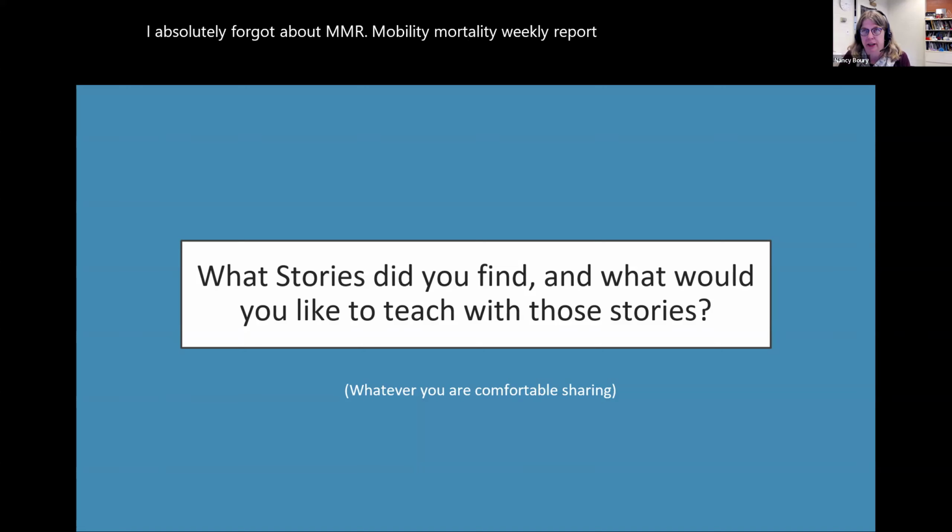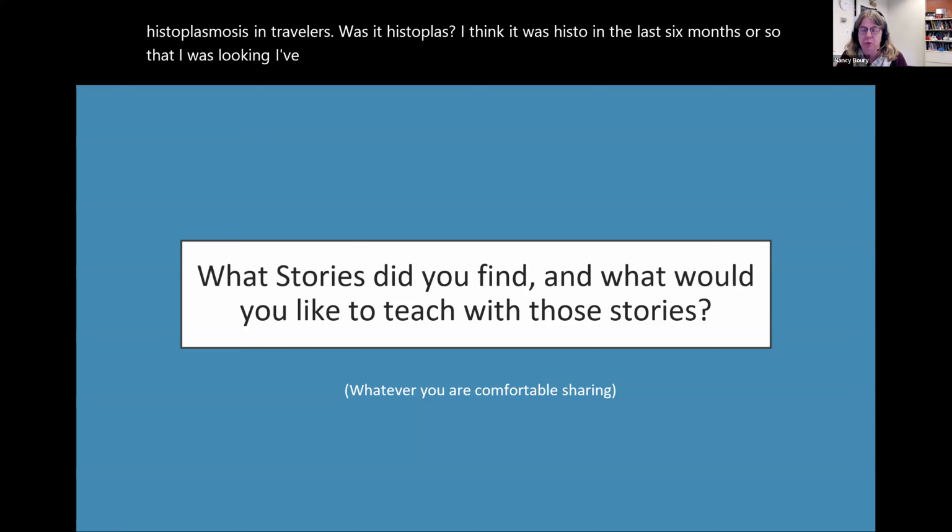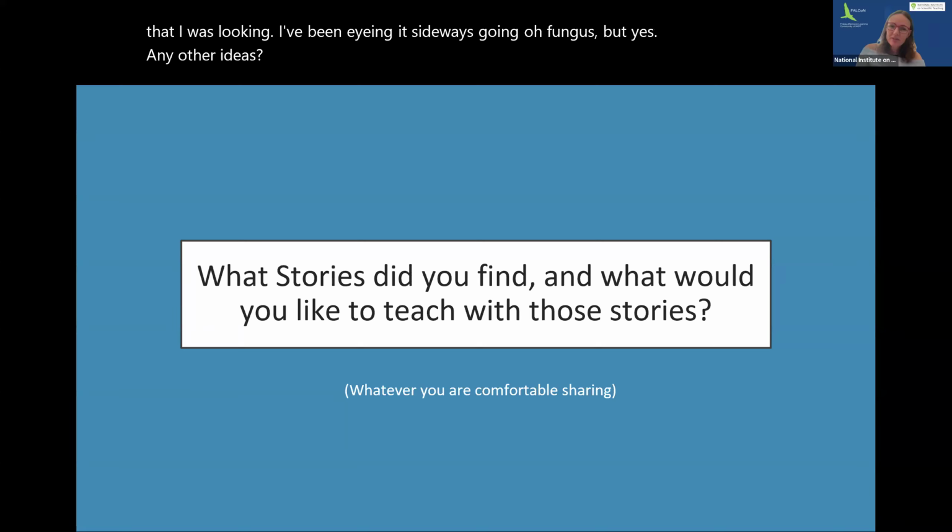There was a case of histoplasmosis in travelers. Was it histo? I think it was histo. In the last 6 months or so that I was looking, I've been eyeing it sideways going, ooh, fungus. But yes. Any other ideas? I wonder if anyone had non-medical, non-microbe cases.